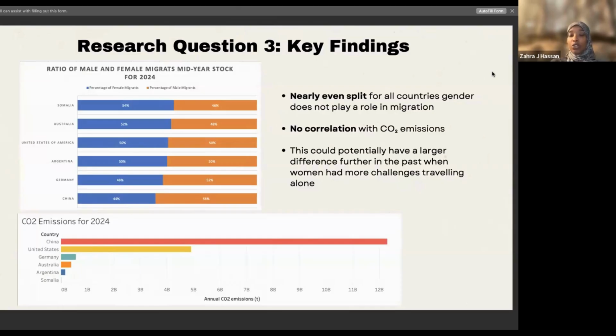However, I think what could be really interesting about this data set in migration and gender is maybe looking into the difficulties faced during migration, or potentially even looking at data sets from further in the past, such as the 1990s, where it might have been harder for a woman to migrate alone because of biases and laws and being subjected to a lot more societal pressures.